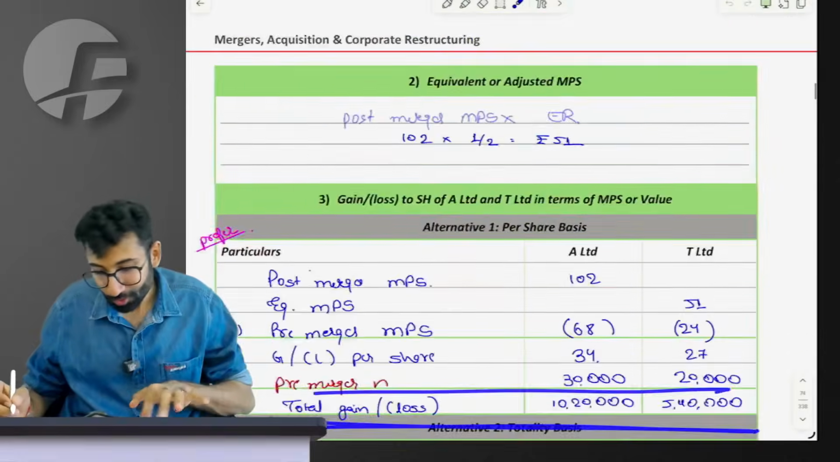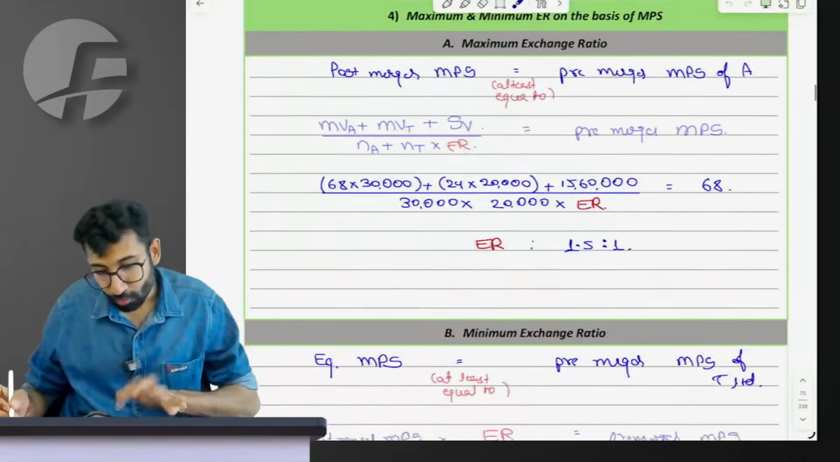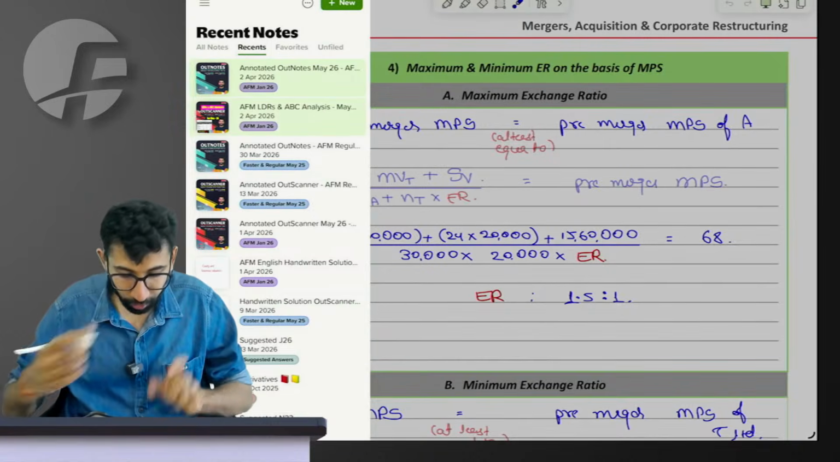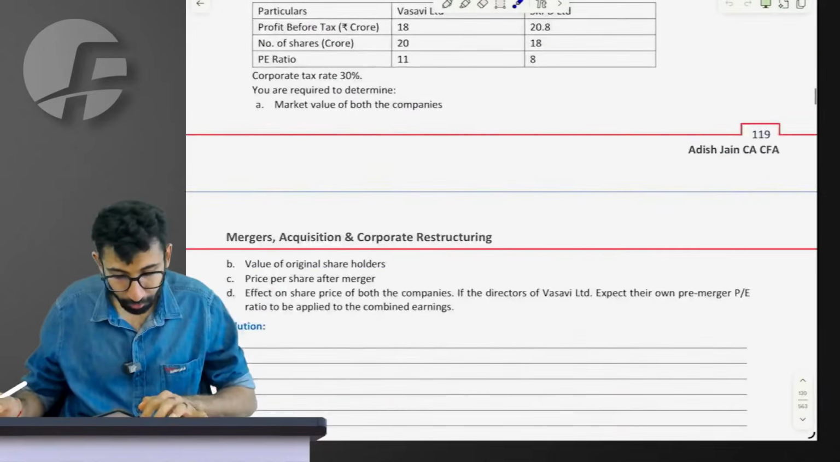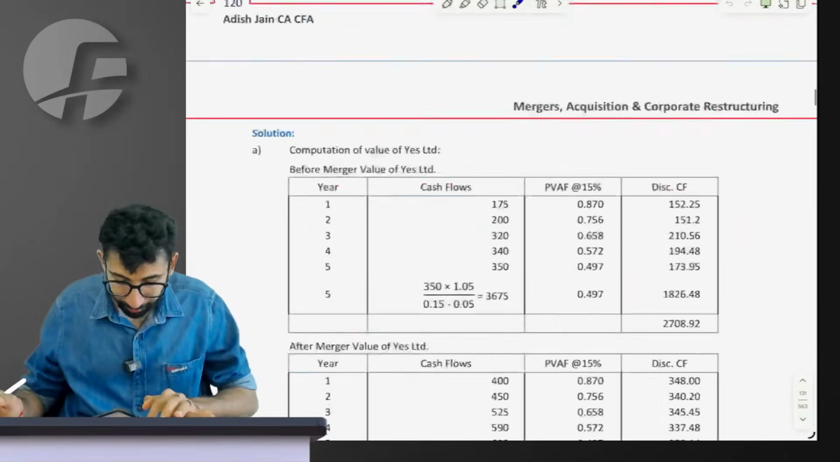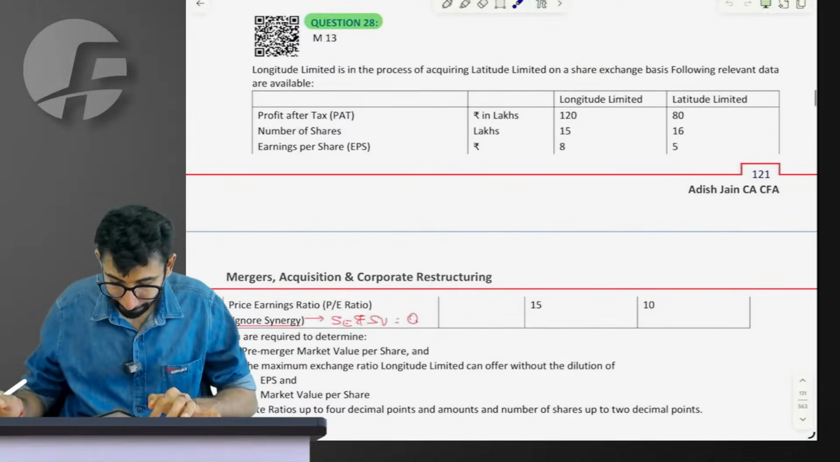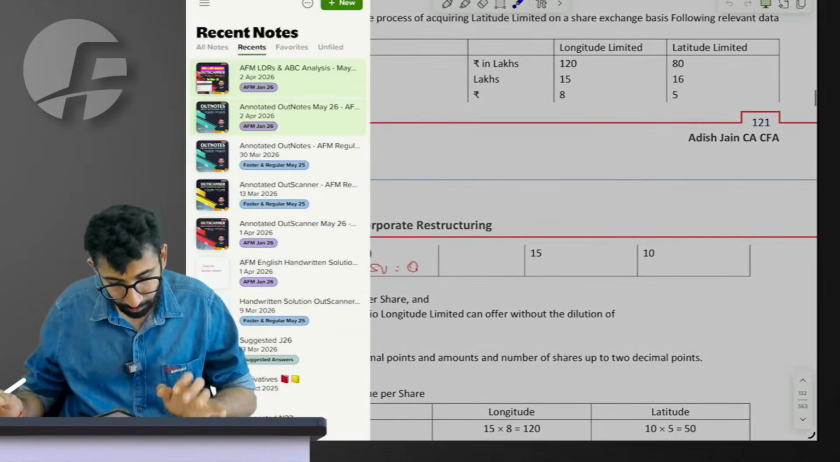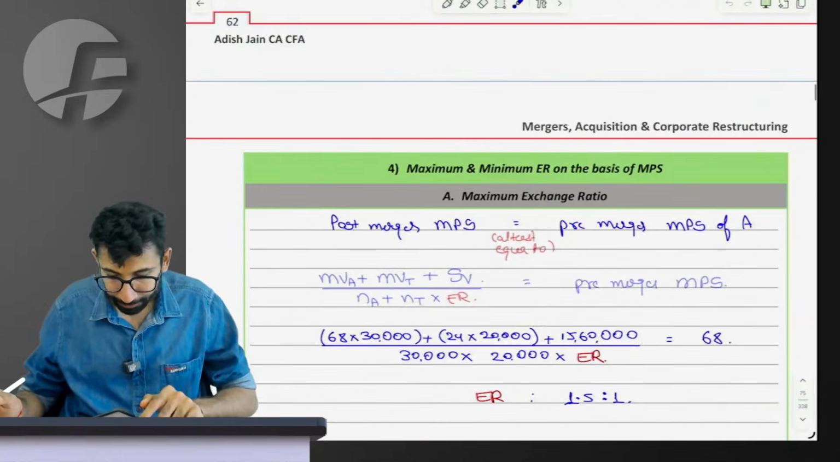Perfect. Now, let me also teach you maximum and minimum here. Before maximum minimum, do we have a question to solve on this? You have a great question to solve here. Let me teach you first maximum minimum.